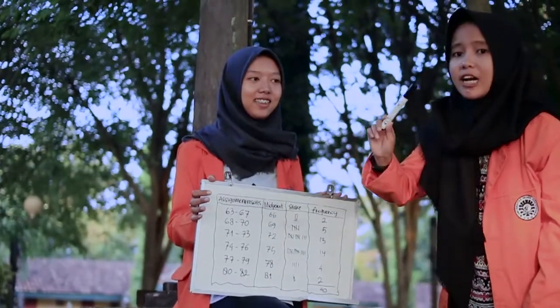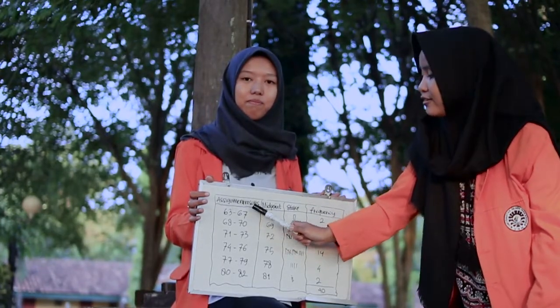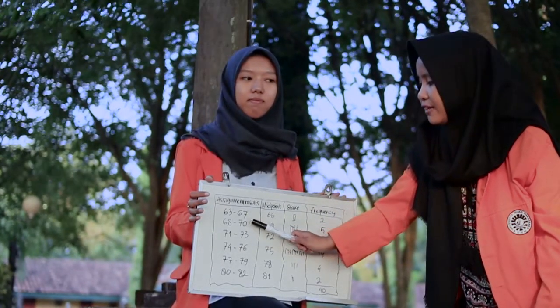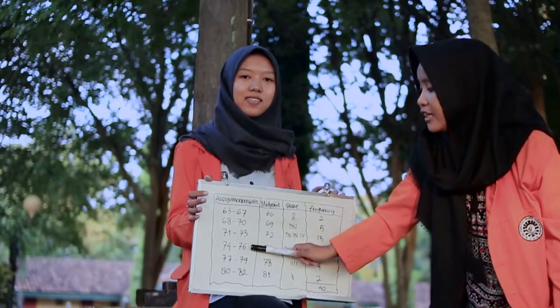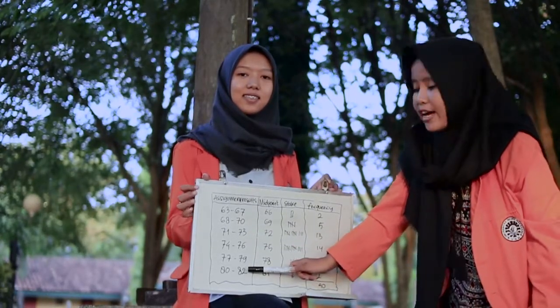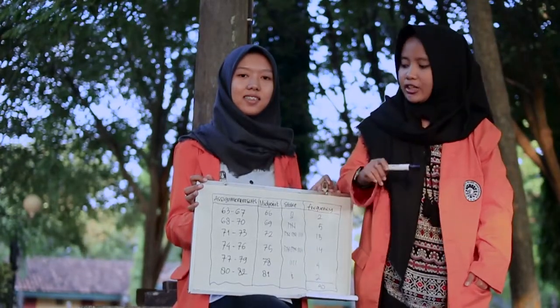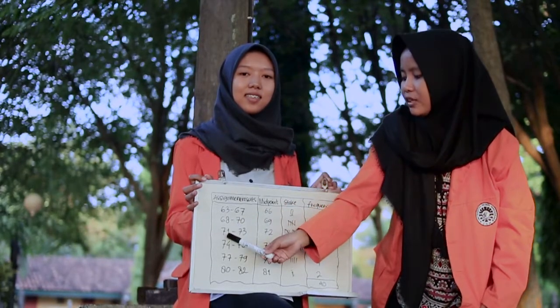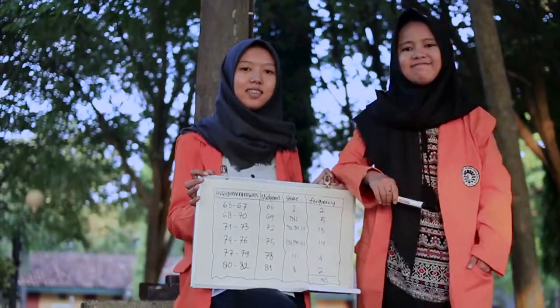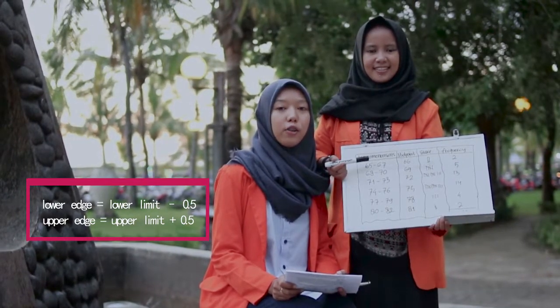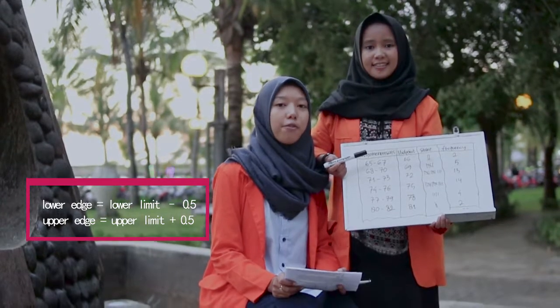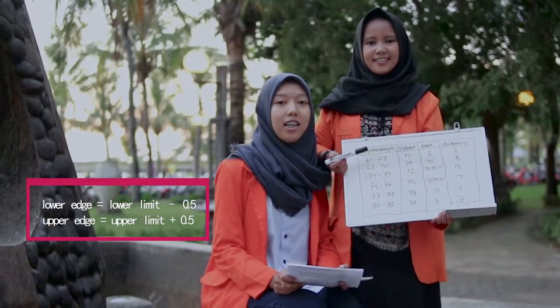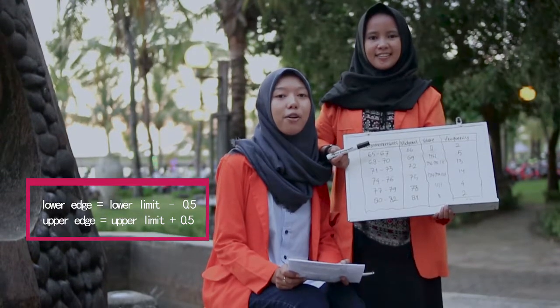Okay, the upper class limit is 67, 67, 73, 76, and the last 82. And the lower class limit is 63, 71, and the last 80. The third, the edge of the class. To determine the edge of the class, we can use the formula: lower edge equals lower limit subtracted by 0.5, and the second, upper edge equals upper limit plus 0.5.